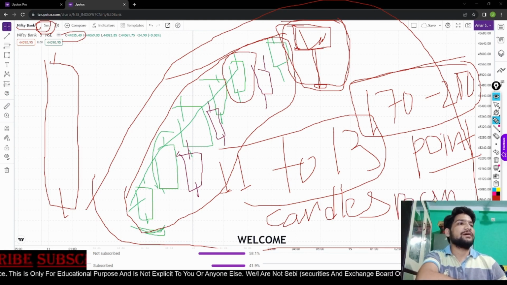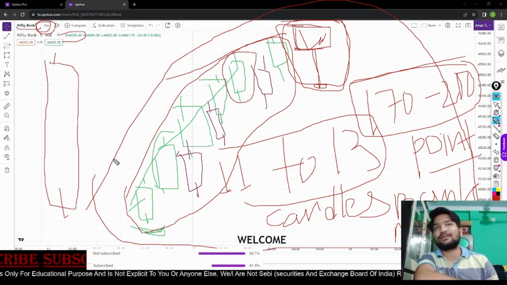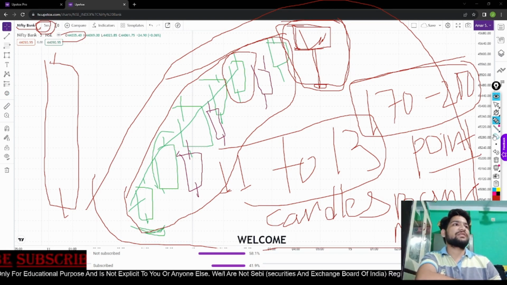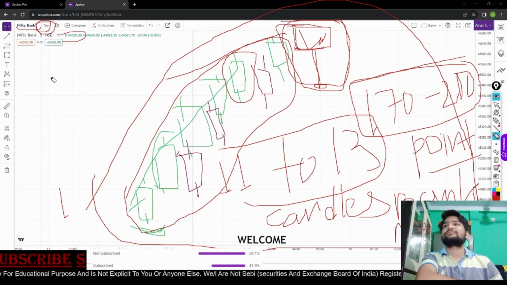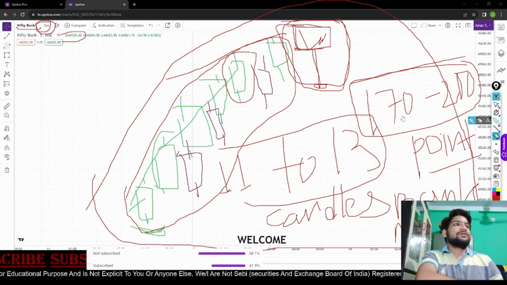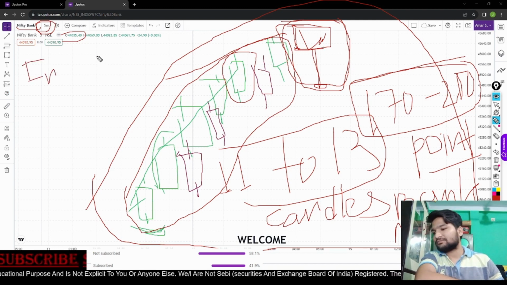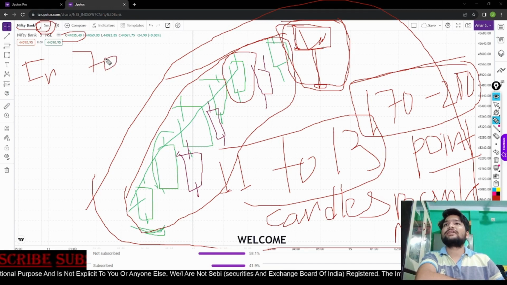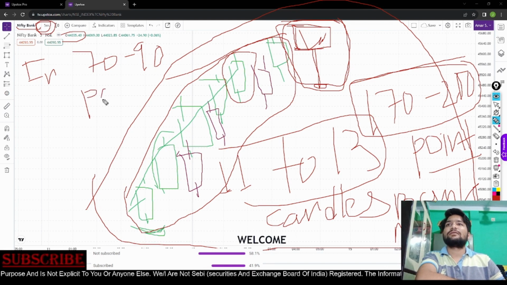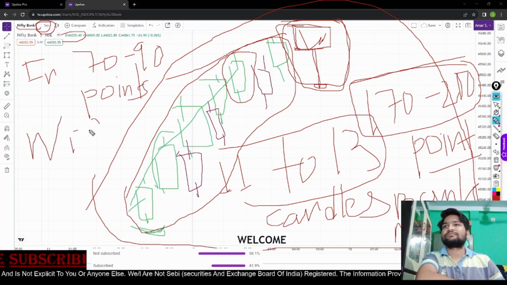Bank Nifty, I don't think many of you would have been trading in Bank Nifty, but as I have mentioned, in Nifty it should be 70 to 90 points. And the 11 to 13 candles are the same for Nifty 50, I mean.